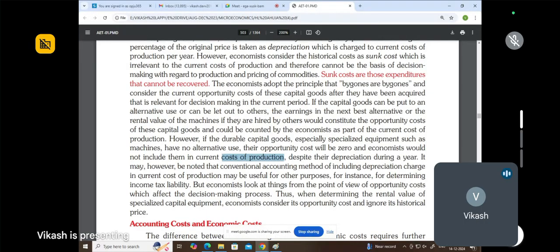It may however be noted that conventional accounting method of including depreciation charge in the current cost of production may be useful for other purpose, for instance for determining income tax liability, but economists look at things from the point of view of opportunity cost which affect the decision making process. Thus, when determining the rental value of specialized capital equipment, economists consider its opportunity cost and ignore its historical price. It has nothing to do with its price. What matters is what that machine can do at that time, what can be used from the scrap. If you cannot use it, do not call its scrap value or its depreciation a cost and add it to the current cost of production.